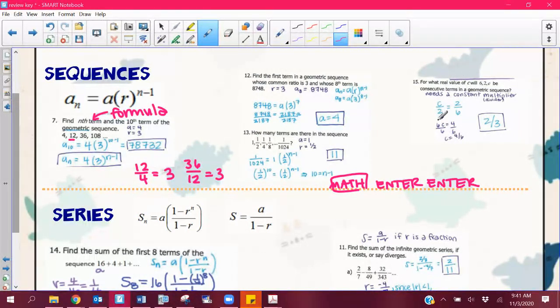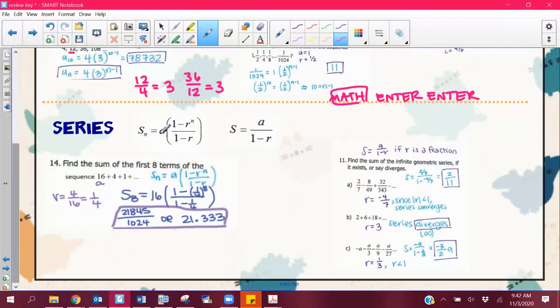This last type of one from the sequences part of the geometric is: for what real value of c will 6, 2, c be consecutive terms in a geometric sequence? So they've told you here that these are geometric. So I know that if I want to find the common ratio, if I had 2 over 6, the second term divided by the first term, and then I had c over 2, those two things should be equal. So now this is just an equation where I can cross multiply and solve, and I might get a fraction. It's okay. But again, I've just taken one of the terms, dividing it by the term in front of it, one of the terms, dividing by the term in front of it, setting them equal.